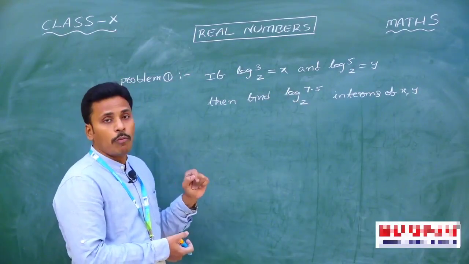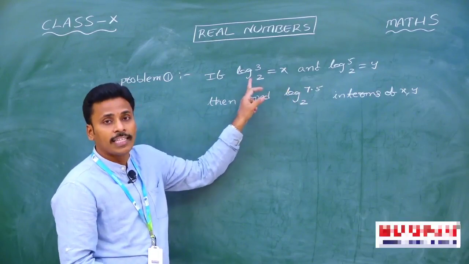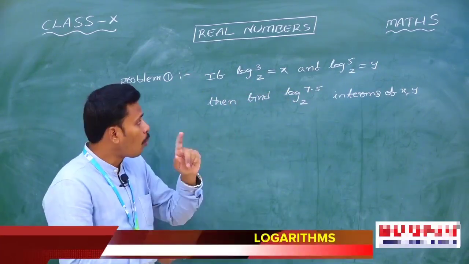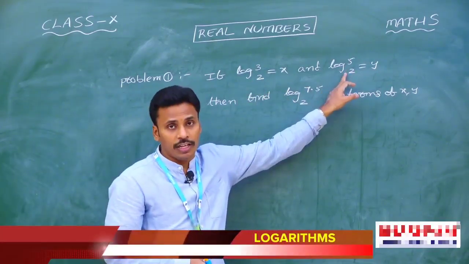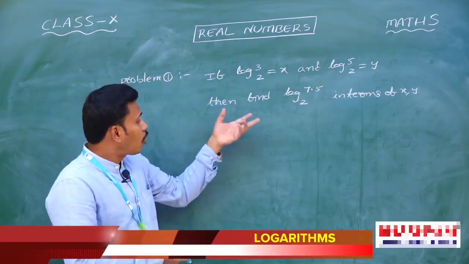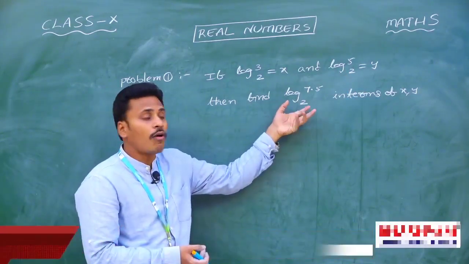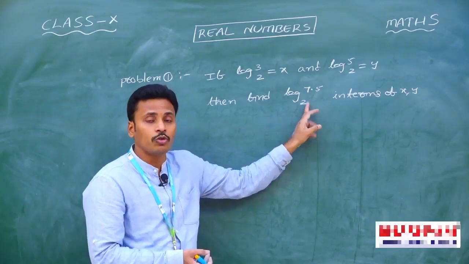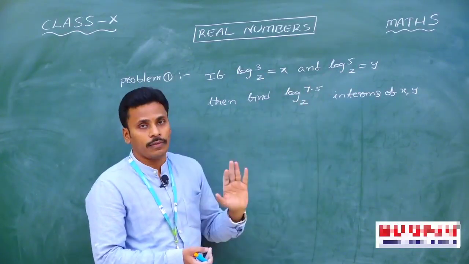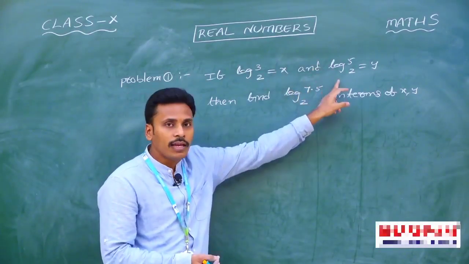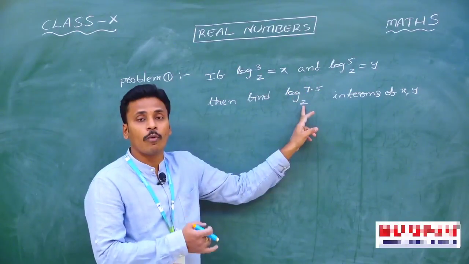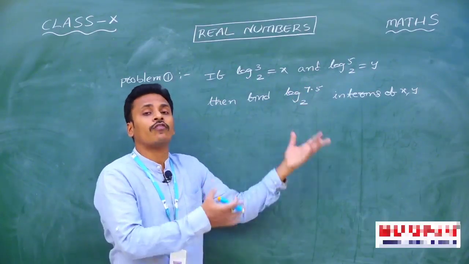See, for that problem x is given as log 3 to the base 2 and y is given as log 5 to the base 2, and the question is to find logarithm of 7.5 to the base 2 in terms of x and y. See, I have x, I have y, I need to find this logarithm of 7.5 to the base 2 in terms of x and y.